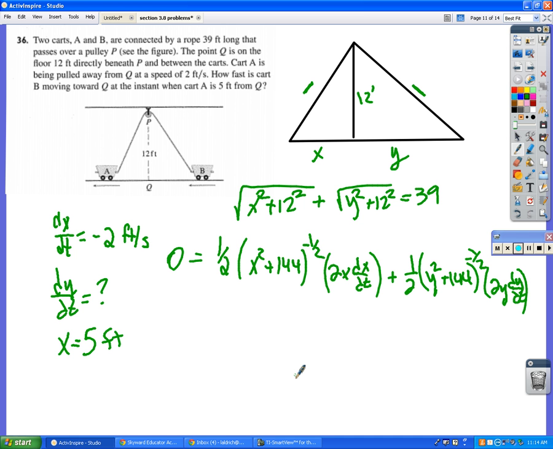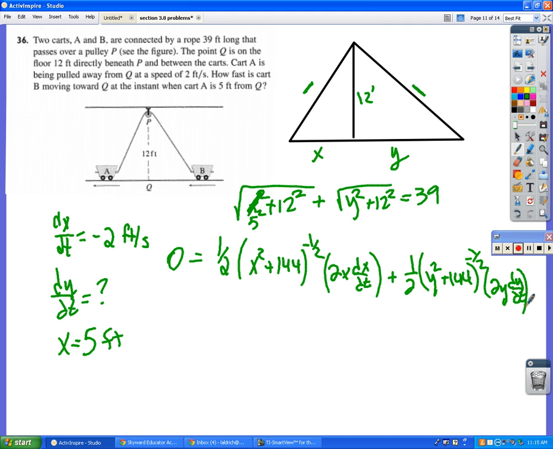Okay, we know what x is. It's 5. We know what dx/dt is. It's -2. We do not, however, know what y is. But we have the technology. We can substitute in 5 for x, because at that moment that distance is 5. So that will tell us what y is, and then we need to know what dy/dt is.